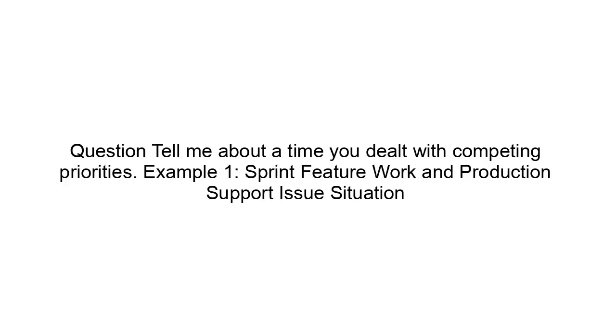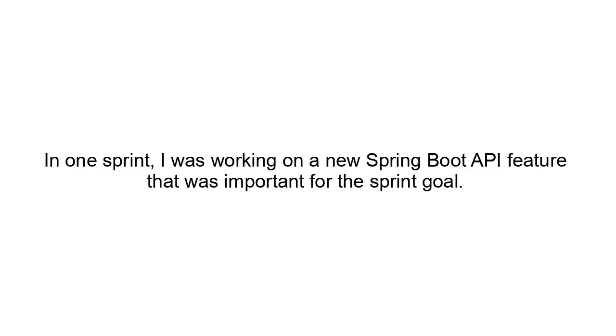Question: Tell me about a time you dealt with competing priorities. Example 1: Sprint feature work and production support issue. Situation: In one sprint, I was working on a new Spring Boot API feature that was important for the sprint goal.